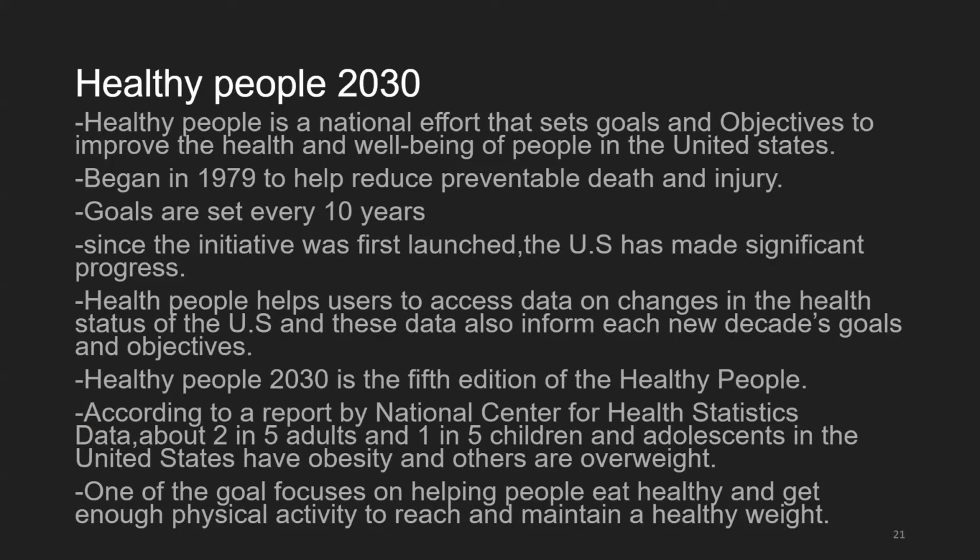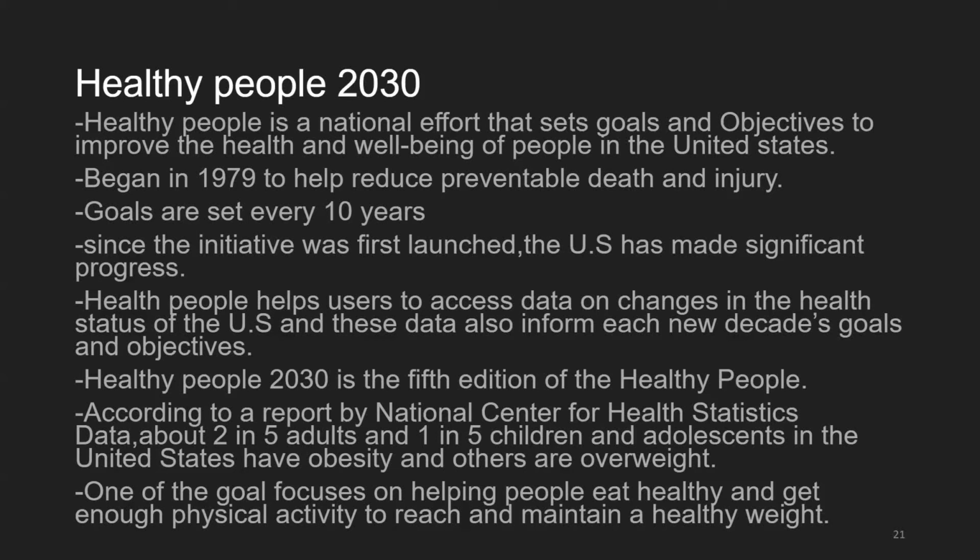The first launch was done in 1990, and it's set every 10 years. So the first one was done in 1990, then in 2000 was the second one, 2010 was the third one, 2020 the fourth, and then we have the next 10 years, 2030. Healthy People helps users to assess data on changes in the health status of the US. These data also inform each new decade's goals and objectives. Healthy People 2030 is the 5th edition of Healthy People, like I mentioned earlier.